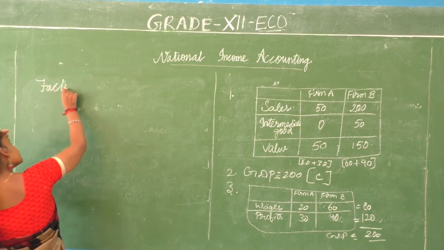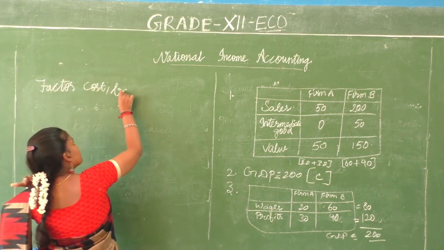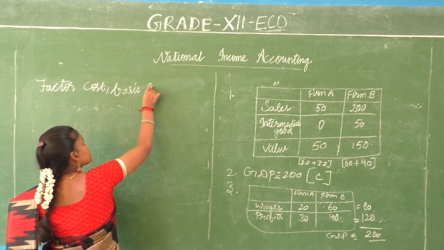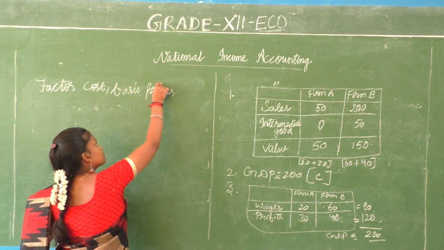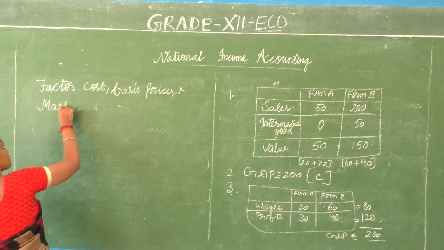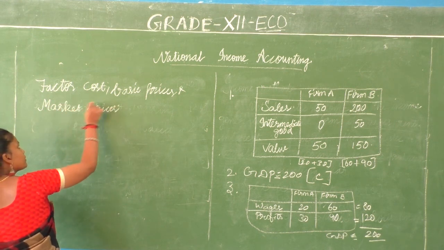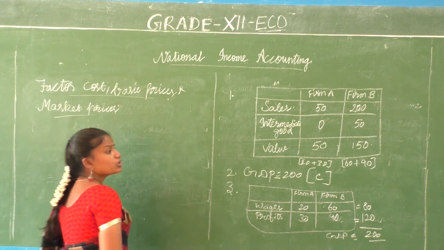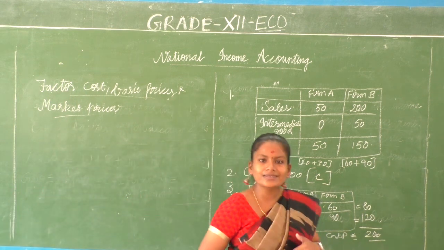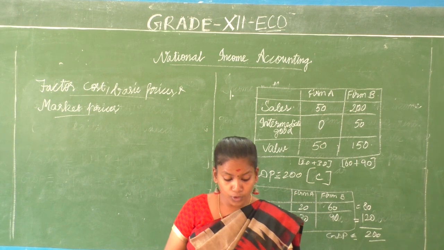Factor cost, basic prices and market prices. Why do we have to know this? Because we should know whether to add it in GDP or not. Right, that is why we are going to know about it.